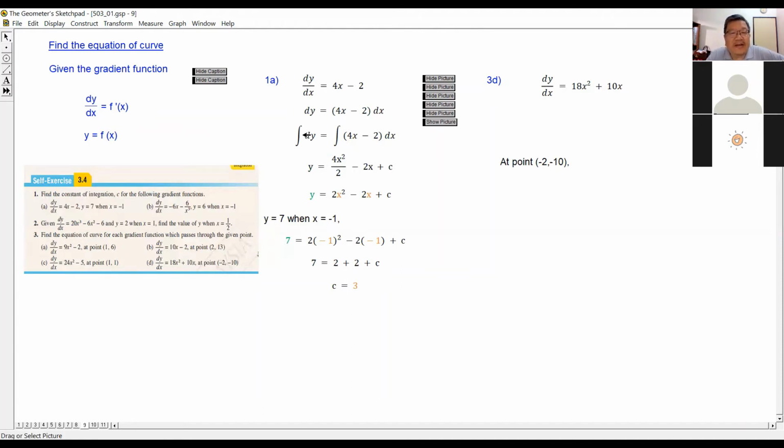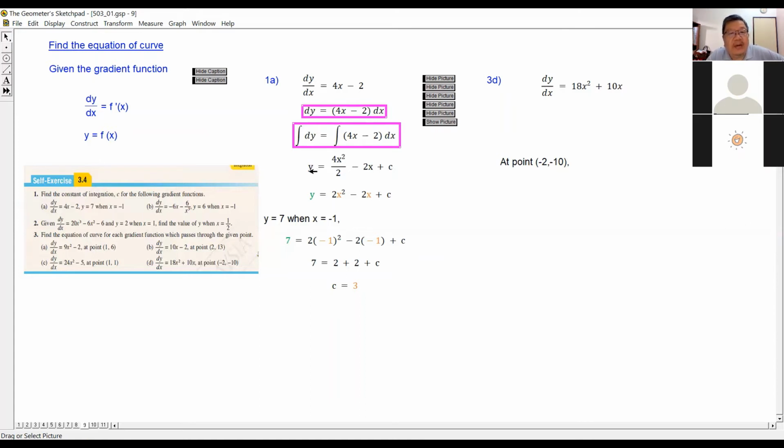Another thing is, I show you this step and this step. Later on, when you understand that you integrate dy and get y, you can skip these two steps: dy equals something multiplied by dx. You can also skip the integrate dy. You don't have to show this.